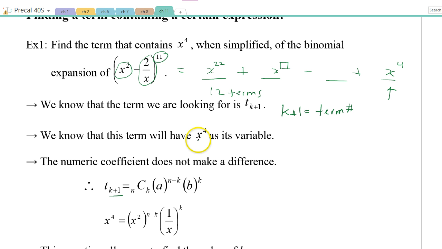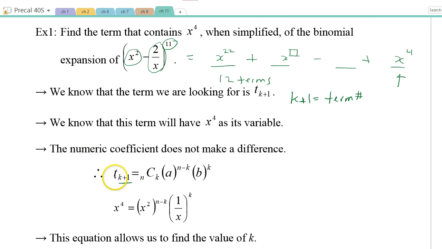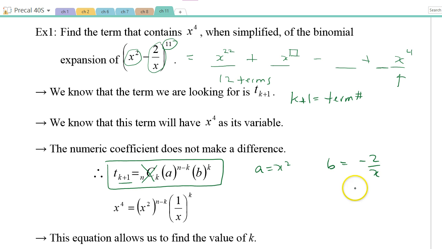We know that this term will have x to the fourth as a variable. So we're going to bring out our formula here. And the first thing that we're thinking of is that I don't care about what the coefficient is out front. All I care about is the x to the fourth. So in this formula part here, I don't care about this combination because that just contributes to the coefficient. Also, I know that a is equal to x squared, and I know that b is equal to negative 2 over x, but really the only part that I need is this 1 over x business. I don't care about the 2.